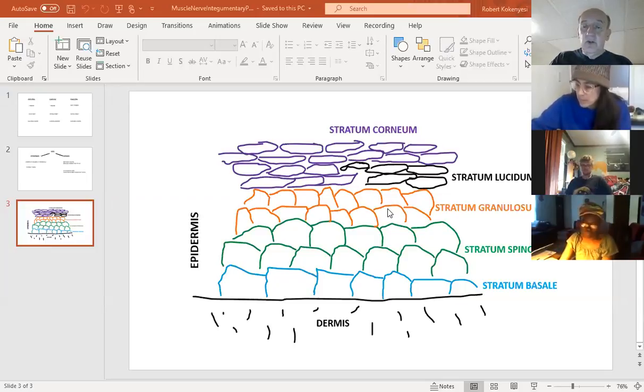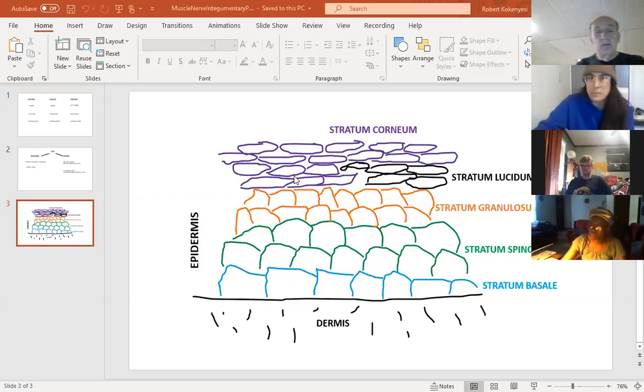And a few more divisions of the stratum basale, and the stratum granulosum cells are now pushed even further away. They will go totally dead, and they form this dead cell layer, the stratum corneum, in purple. So when you look down on your arm, you are looking at your stratum corneum layer of the epidermis. Cells are totally dead. They still hold on to each other for a good deal of time.